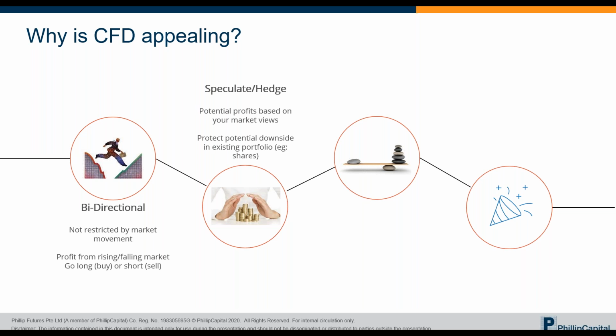Secondly, apart from speculating, which is to profit based on your market views, you can also hedge your stocks portfolio from potential downside. So what I mean is that let's say you're holding a lot of shares that pay a good dividend, but you also know that the share price will dip during this COVID period. And if you sell your shares, you do not know where you can park your money. So what some people do is they will not sell their shares, but instead they will short the CFD shares. So if the share price drops, of course you will have losses on your physical shares, but you will profit from your CFD trade.